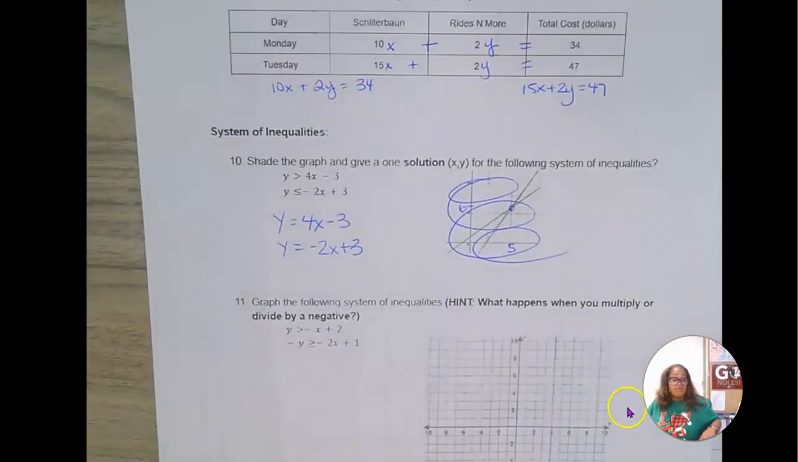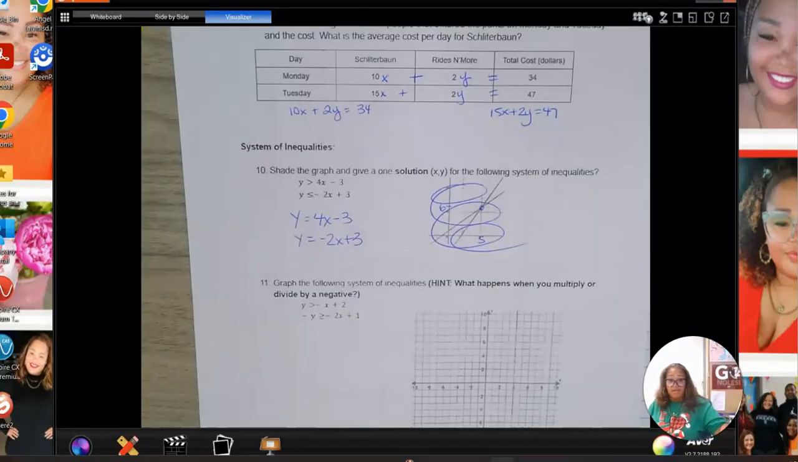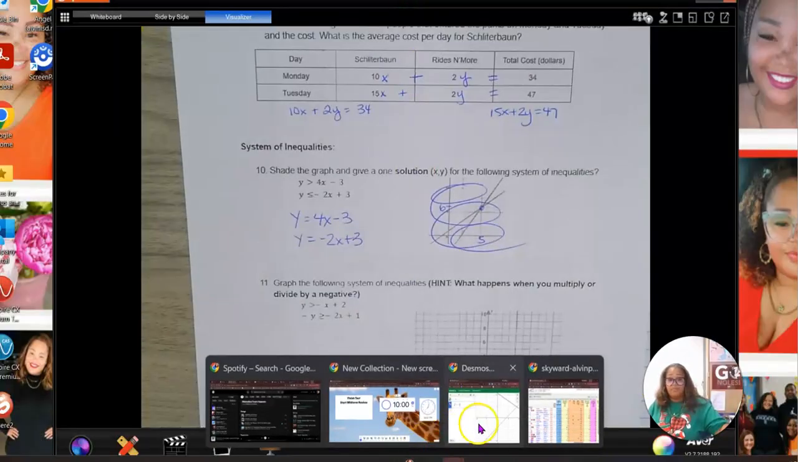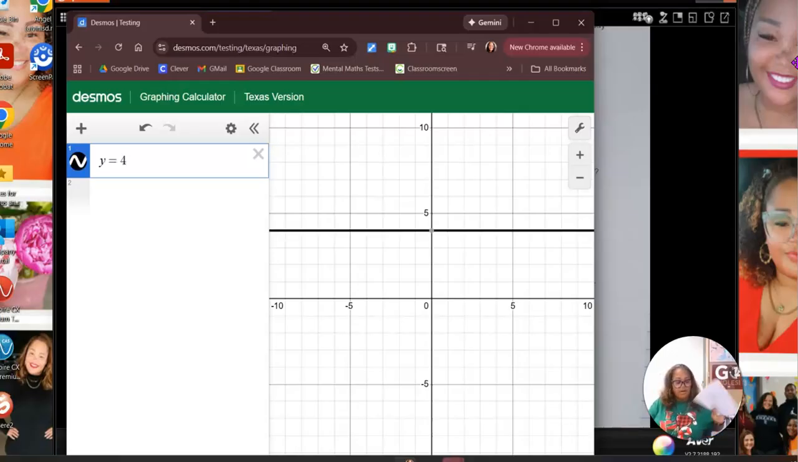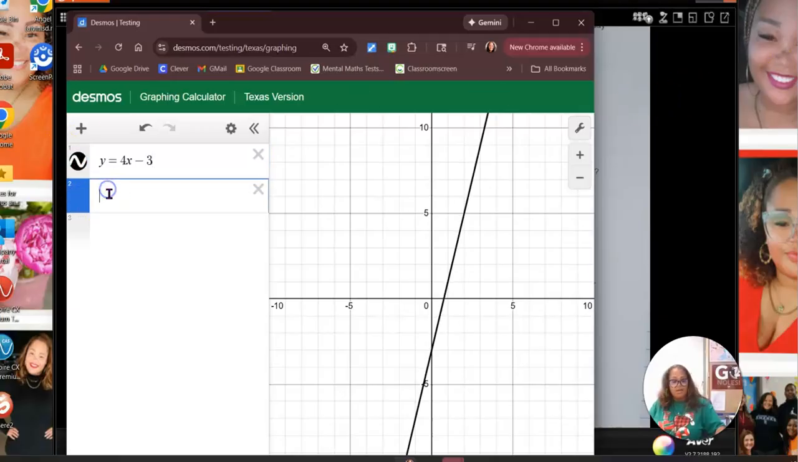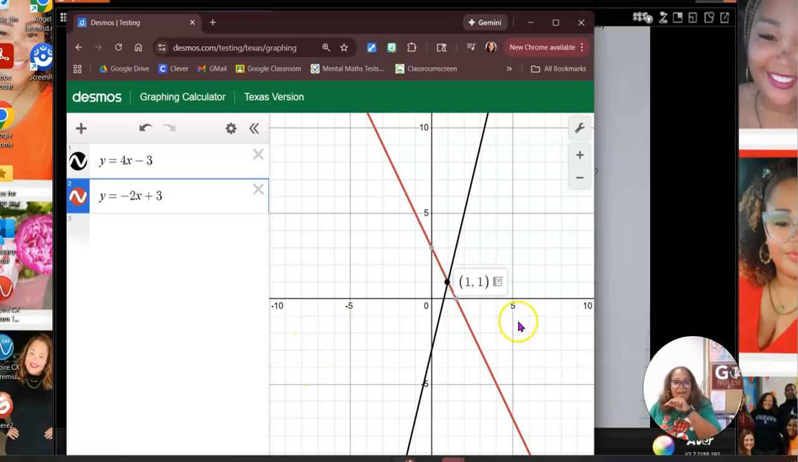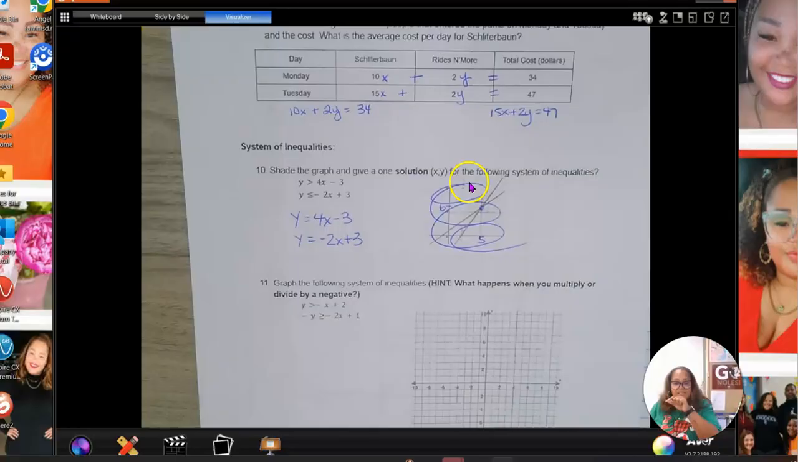So go to Desmos, graph it yourself. Here's how to do so. Y equals 4x minus 3 and y equals negative 2x plus 3. They intersect at 1, 1, not at 5, 6.